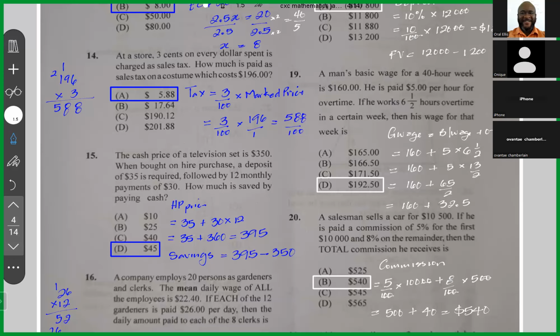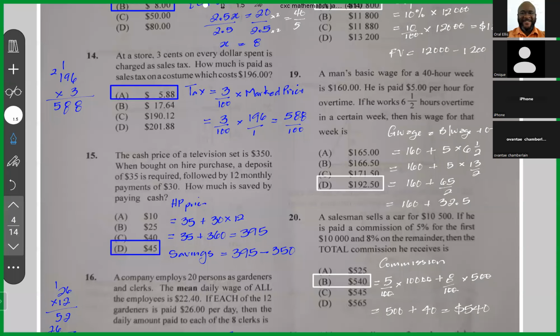So 5 times 13 over 2 is 65 over 2, which works out to be $32.50. $32.50 plus 160 is the gross wage after working 6 hours of overtime at $5 per hour, which is $192.50. Question 15 says, all right, question 15 is a common question.